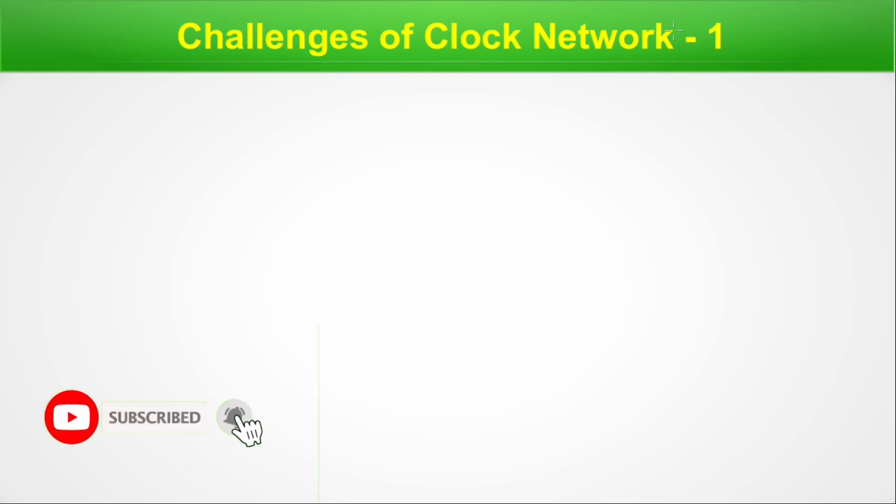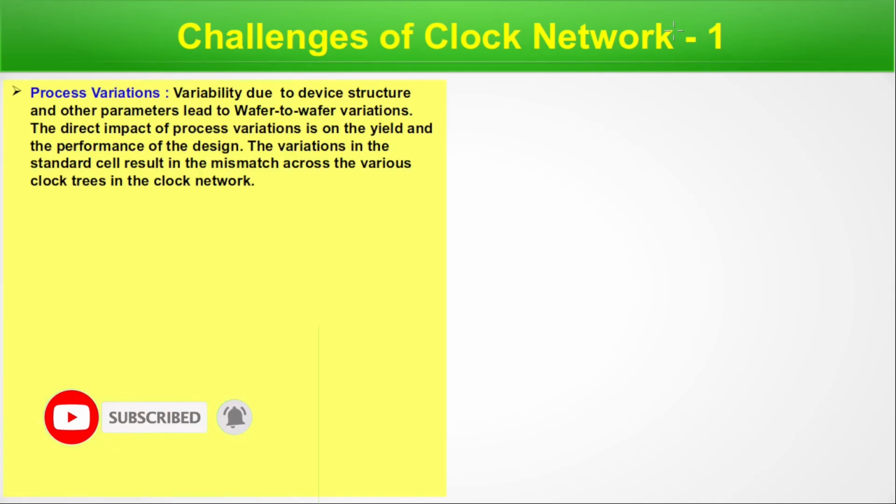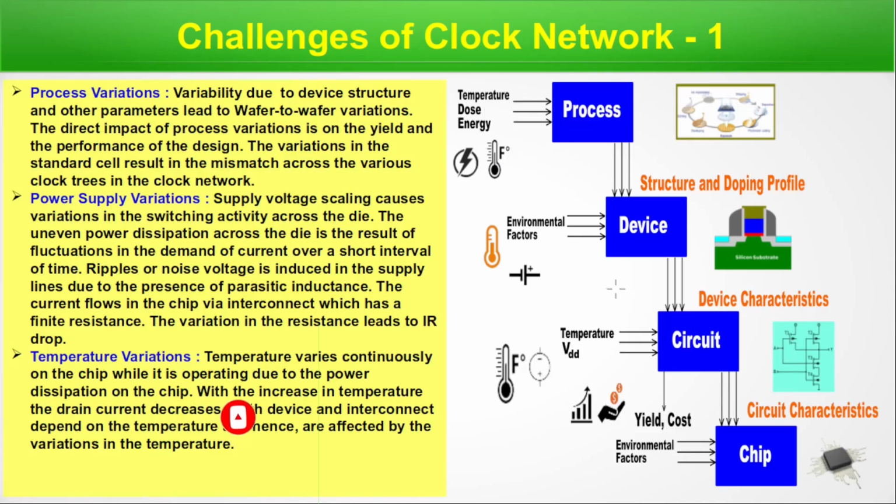Challenges of clock network. This is the first slide on the topic. This is the diagram. If you remember, we have already referred to this diagram in the variability episode. What are the challenges of clock network? First is process variation. Variability due to device structure and other parameters lead to wafer variation. Due to this process variability and variations we are talking about in this slide, I have included this diagram.